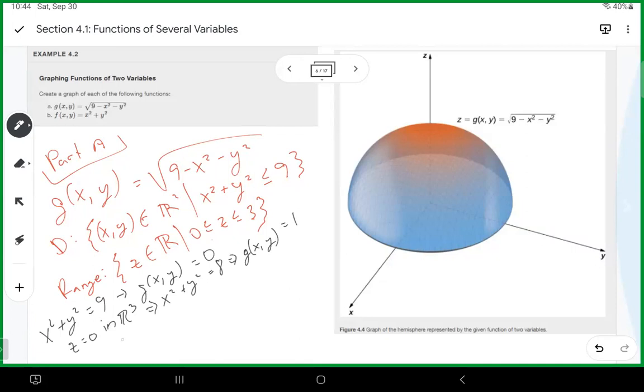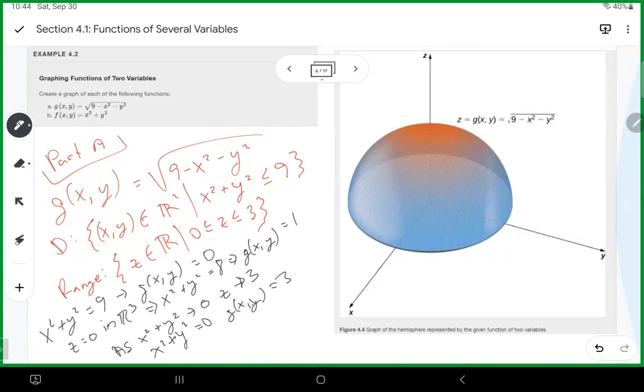Okay, and then as x squared plus y squared gets closer to 0, z approaches 3. So that would mean when x squared plus y squared equals, sorry, not 3, 0.